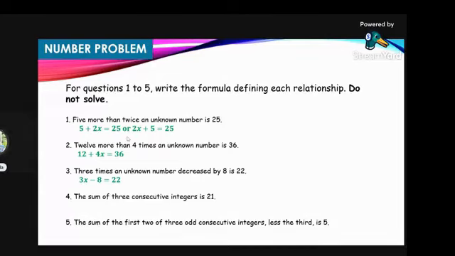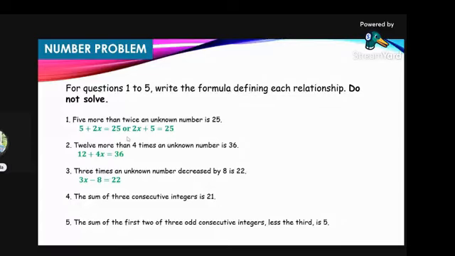Comment down your answers. Okay, Sir Nay, napakabilis. Napakabilis, sir. Congratulations. So you have x plus x plus 1 plus x plus 2 is equal to 21. Sir Jeremy, Sir Jake, x plus 2x. Okay, we're into 3 consecutive integers.